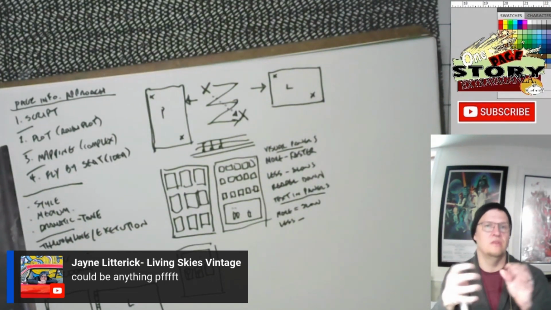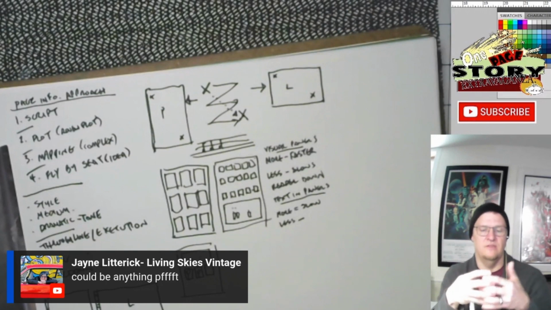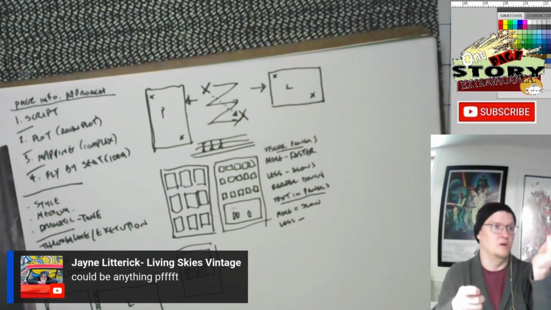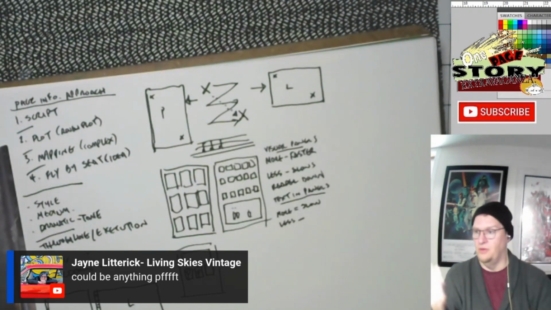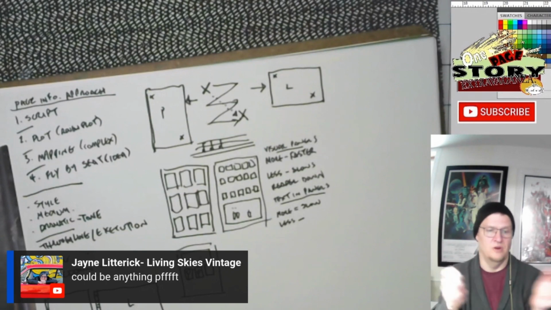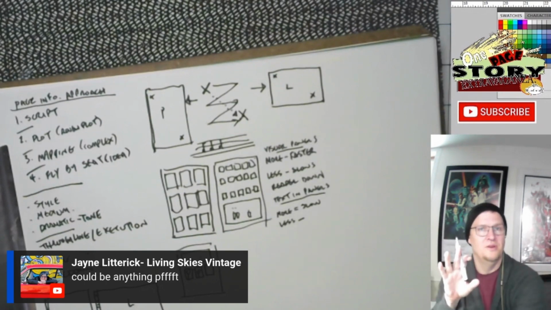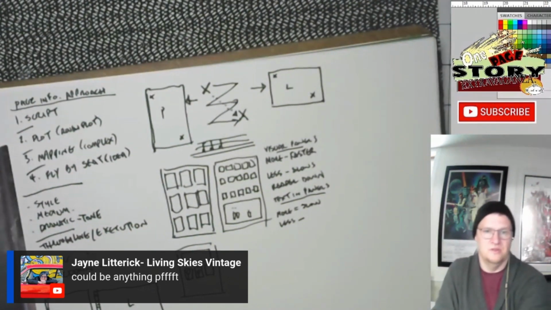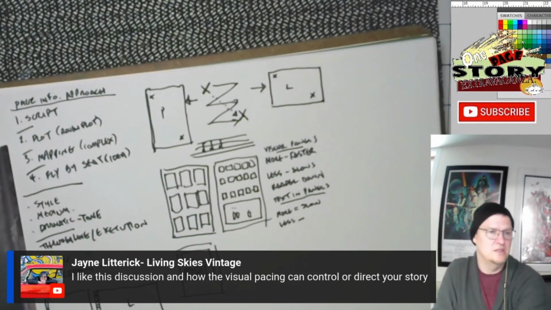it gives you a third aspect to it, and with that fusion aspect, the words and the visuals work together. One picks up the ball, and then the other one picks up the ball, or the two of them are carrying the ball together. It's all about choices. So Jane says, I like this discussion of how the visual pacing can control or direct your story.